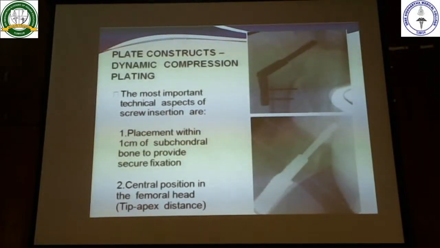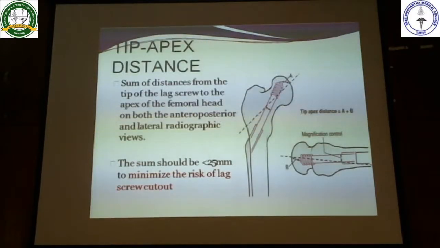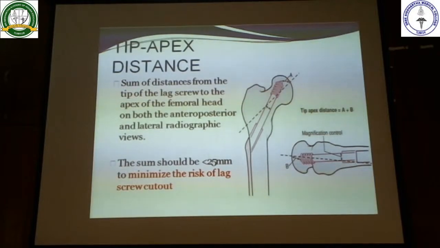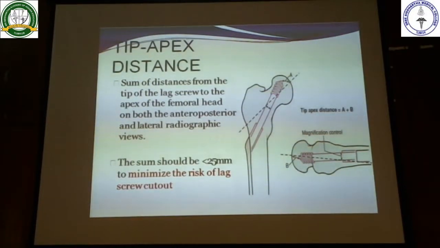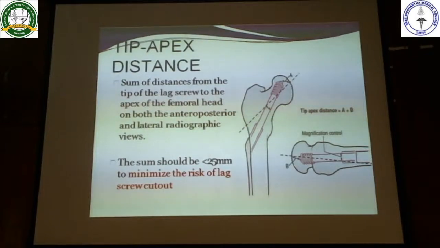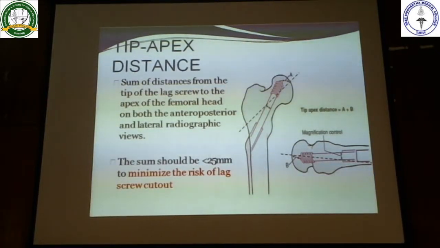So that just shows on an X-ray how it is being fixed. Just have a look through how exactly this dynamic hip screw is placed in the hip joint. These are the considerations, the important criteria you need to take into consideration before operating. There is the tip apex distance. This is more important from a surgical point of view. The sum should be less than 25 millimeters to minimize the risk of lag screw cutout.